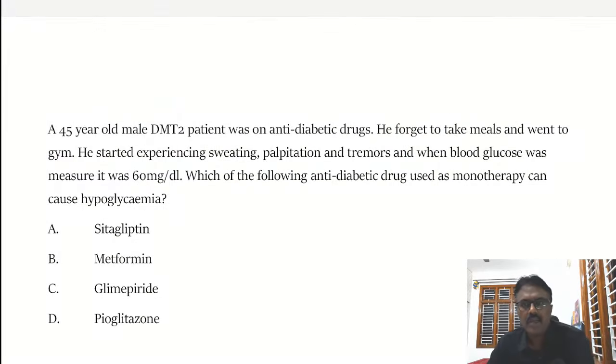Yes, let me take another question. A 45-year-old male diabetes patient was on anti-diabetic drugs. He forgot to take meals, went to gym. He started experiencing sweating, palpitation and tremors. When blood glucose was measured, it was 60, low, hypoglycemia. Which of the following anti-diabetic drugs used as monotherapy can cause hypoglycemia?